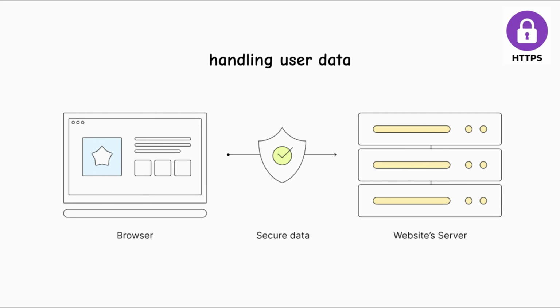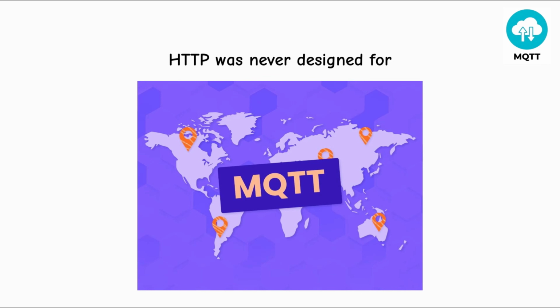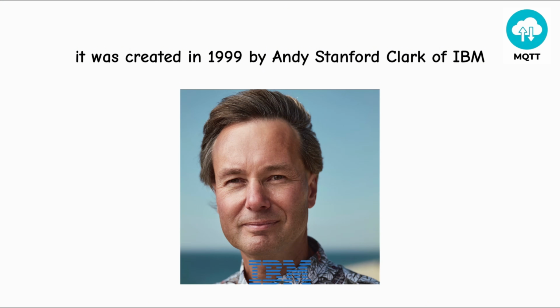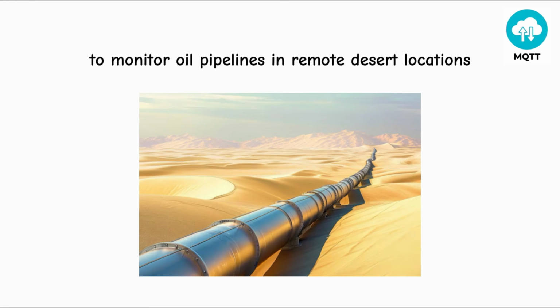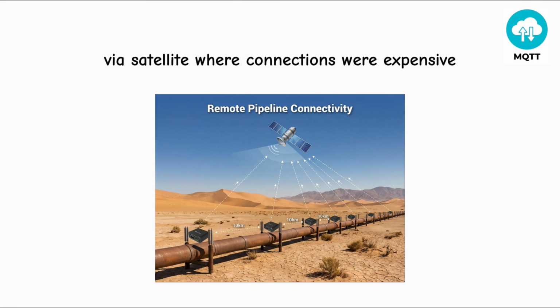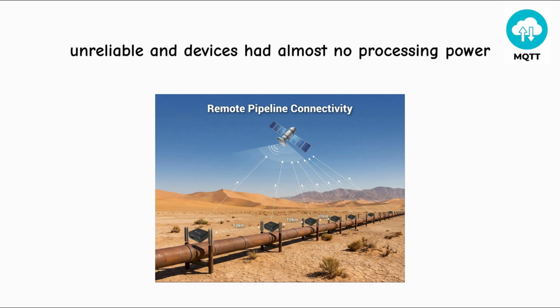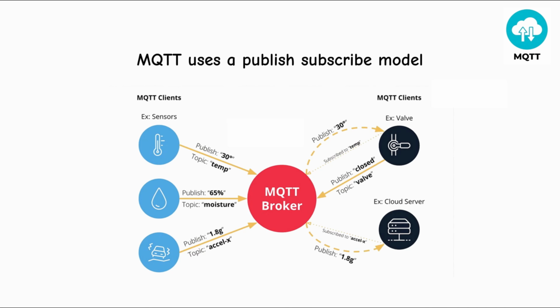MQTT stands for Message Queuing Telemetry Transport, and it was built for a world HTTP was never designed for. It was created in 1999 by Andy Stanford Clark of IBM and Arlen Nipper of Arcom to monitor oil pipelines in remote desert locations via satellite where connections were expensive, unreliable, and devices had almost no processing power.